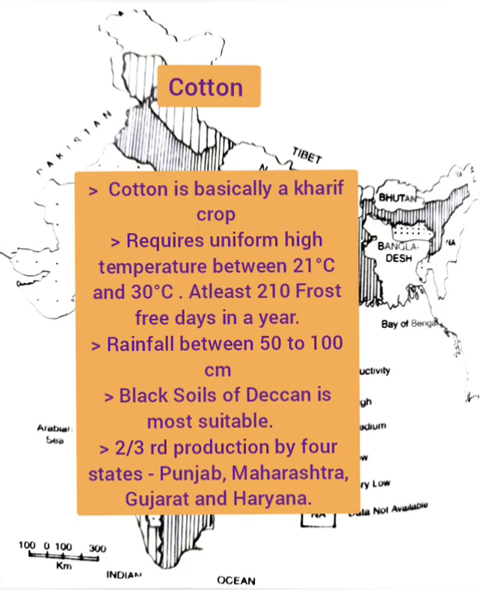Cotton. Cotton is a Kharif crop, requires uniform high temperature of 21 degrees centigrade to 30 degrees centigrade. At least 210 frost free days in a year. Rainfall 50 to 100 centimeter. Black soils of the Deccan are most suitable. Two-thirds of production comes from four states: Punjab, Maharashtra, Gujarat and Haryana.